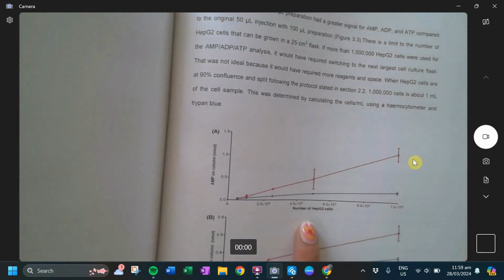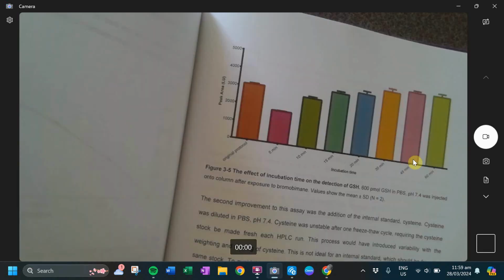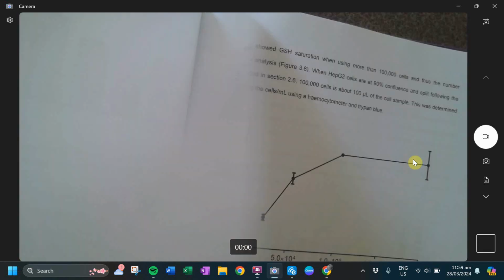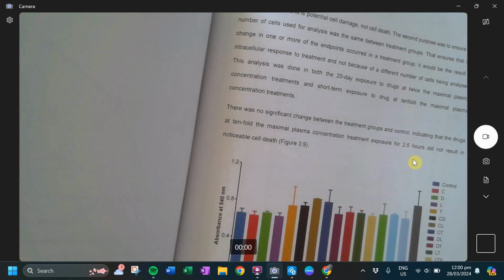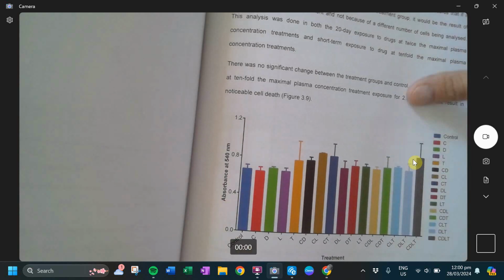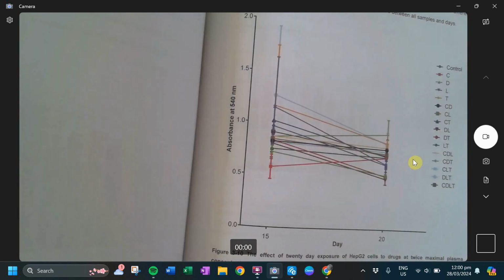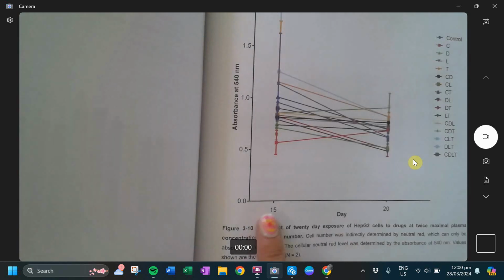I'm just trying to find some of my graphs. See, I have my methods. Here we go. So you can see I measured the number of cells to see if they were dying. Trying to find which one I'm thinking about. All right, so this is me giving them short-term exposure to the drugs. I think it was maybe just a couple hours, I have to double check. But we can see the measurements of what it does to their cell number and whether the cells die. This one over here, I was measuring multiple days.